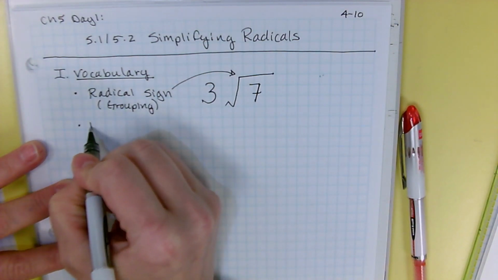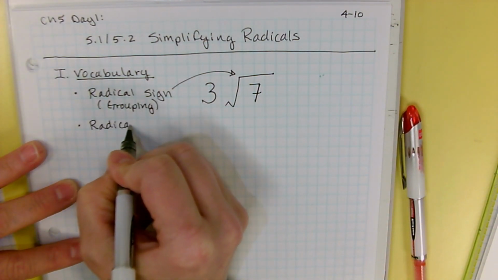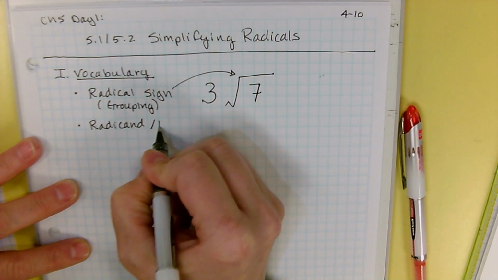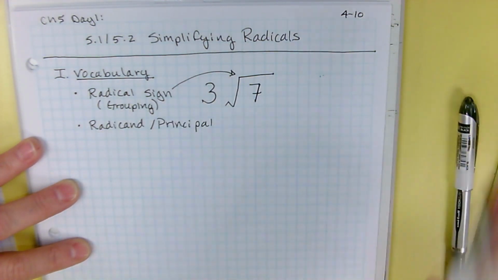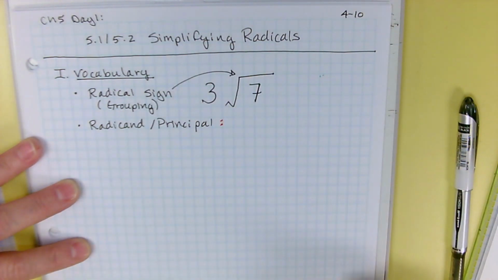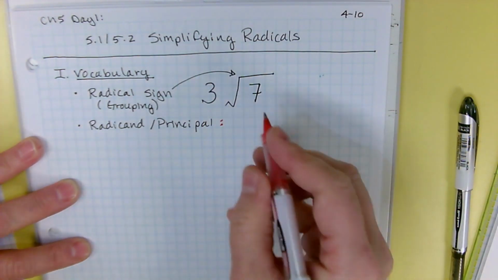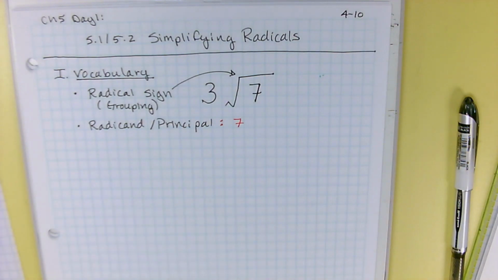Probably you have not heard the term radicand. Another term for radicand is the principal. I don't use principal. The radicand is the stuff that is under the radical. So in this case, it's the number 7. That's your radicand.